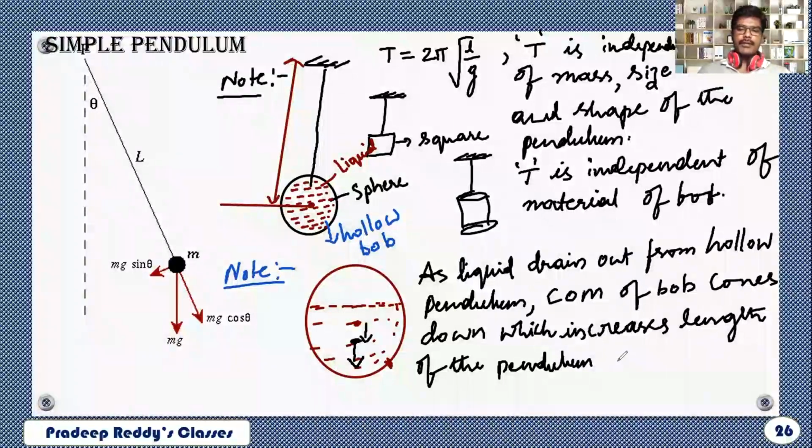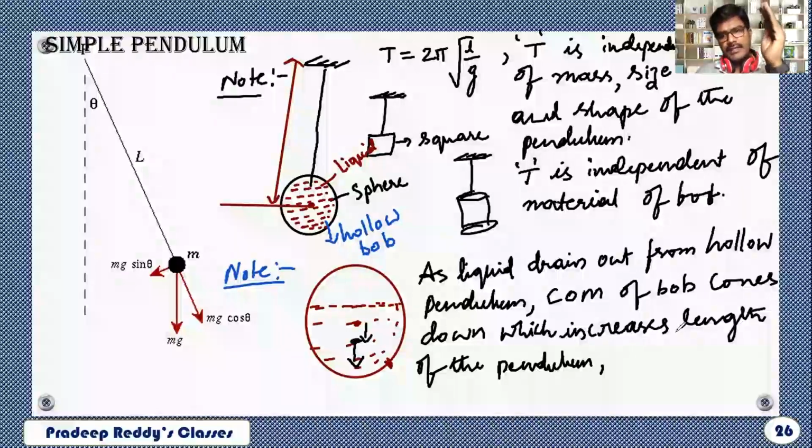So as the length of the pendulum increases, what would happen? Time period would undergo change. Initially the center of mass is at the center, and the time period is some value. As liquid comes out, the center of gravity will be coming down. As a result, the length of the pendulum increases, and the time period increases.